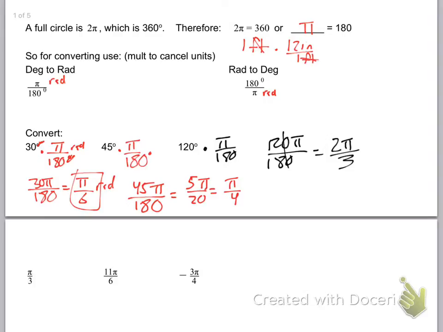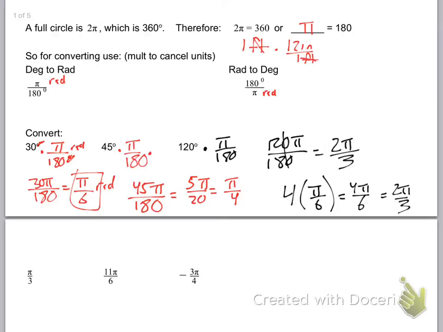Here's an interesting thought. How many 30s does it take to get to 120? 4. It takes 4 of them. So if I did 4 times pi over 6, it would be 4 times 30 degrees, right? Yes, it would be 4 pi over 6, which is again 2 pi over 3. So there's a couple different ways.